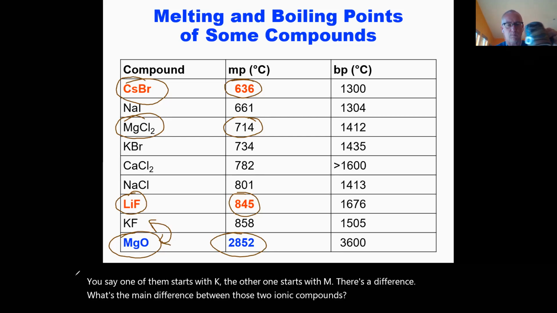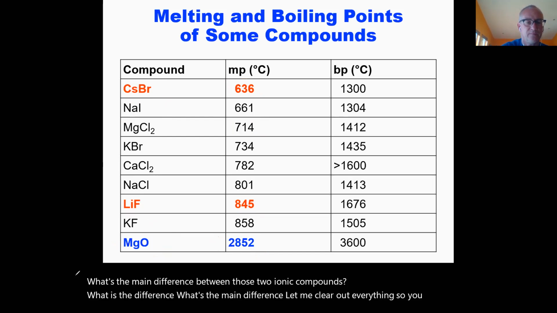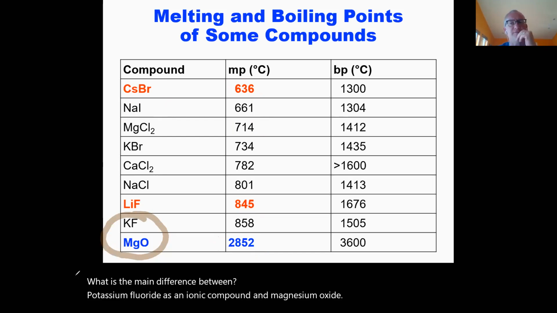What's the question again? Sorry. What is the difference? What's the main difference? Let me clear out everything so you can focus on it. What is the main difference between potassium fluoride as an ionic compound and magnesium oxide as an ionic compound? What's the main difference there?